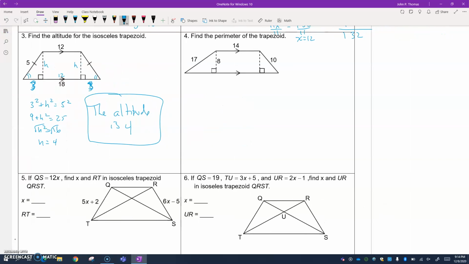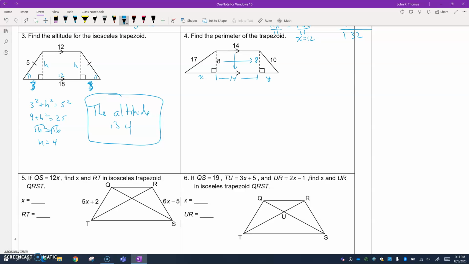If I go over to 4, 4 says find the perimeter of this shape. So the perimeter, first thing I'm going to do is carry this height or altitude over to the other side. I'm going to carry that 14 down to the bottom, and again, that's just from here to here. So what I need to find is this piece x and this piece y.